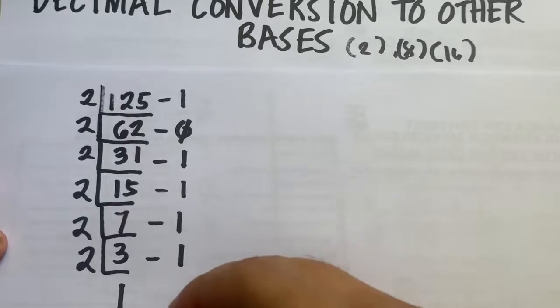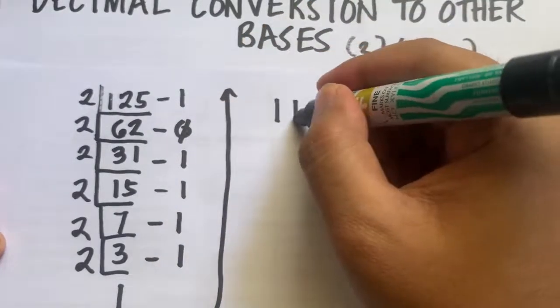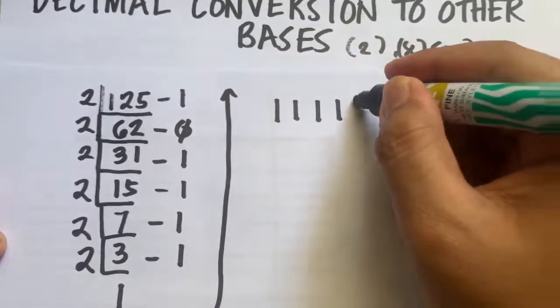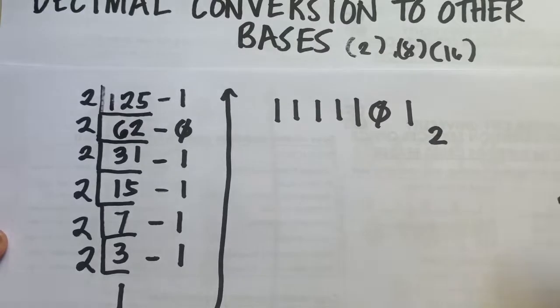Then we're going to write this upward. So we have 1, 1, 1, 1, 1, 0, 1. So this is now the binary equivalent.